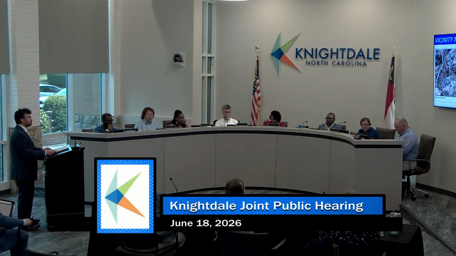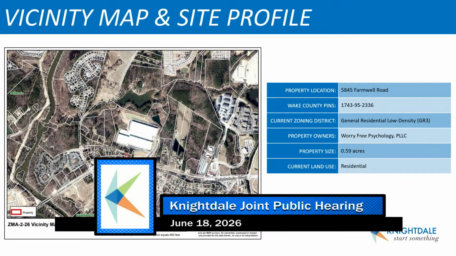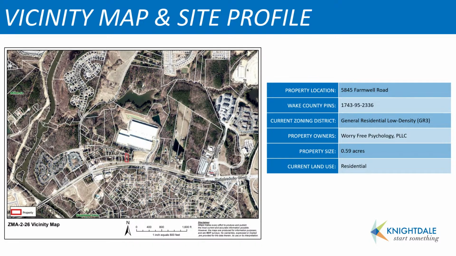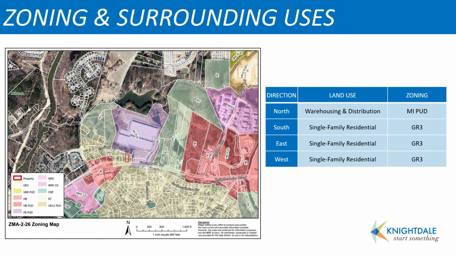Looking at the vicinity, the subject property is located on Farmwell Road. It's about midway between Old Mill Burney Road and Hodge Road. Knightdale Gateway is immediately adjacent to the north. Currently, the zoning of the subject property is GR3, so it's a residential zoning district. There are other low-density residential uses, as well as some commercial and industrial in the vicinity.